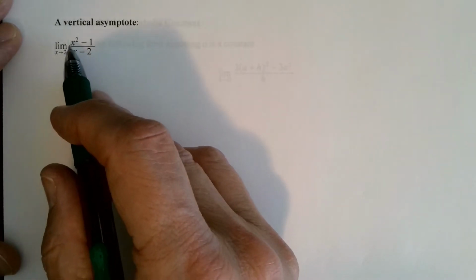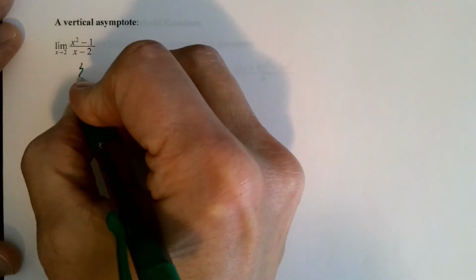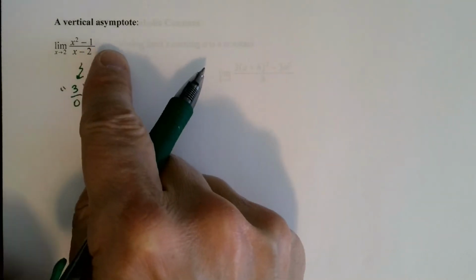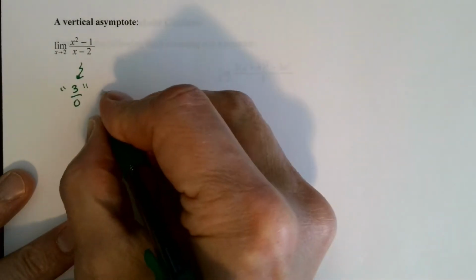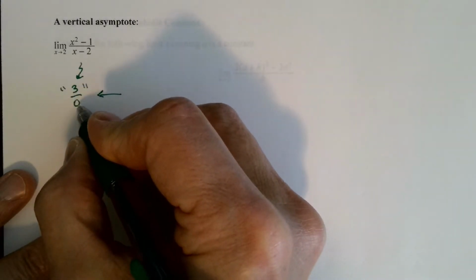But notice when I plug in 2 up top, what do I get? 2 squared is 4 minus 1, I get 3. The form of this limit is 3 divided by 0. Okay, 3 divided by 0 is not an indeterminate form. And what do I mean by that? This tells me that I have a vertical asymptote. Okay, so anytime you have a non-zero number divided by 0, that's not indeterminate.